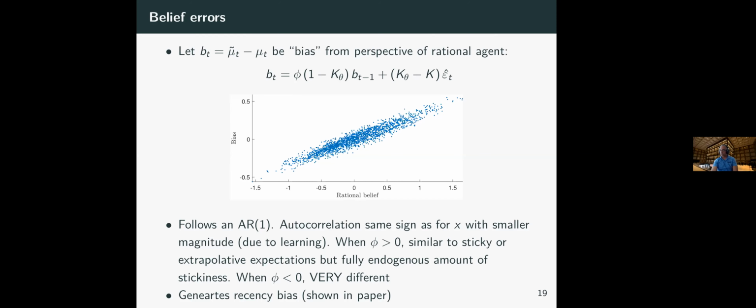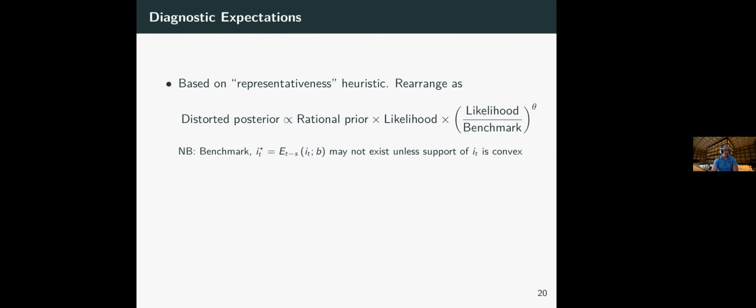All right, I have a couple minutes left. I want to talk about diagnostic expectations because this functional form looks very much like diagnostic expectations. It's going to be different. So in diagnostic expectations, this is based on the representative heuristic.